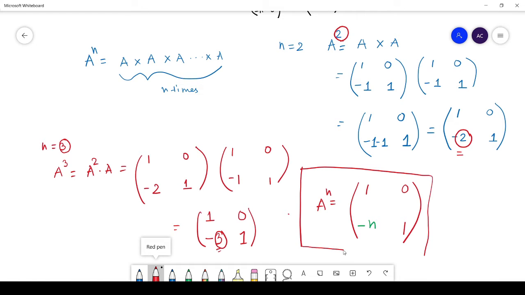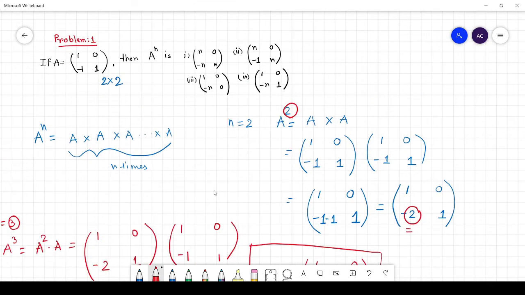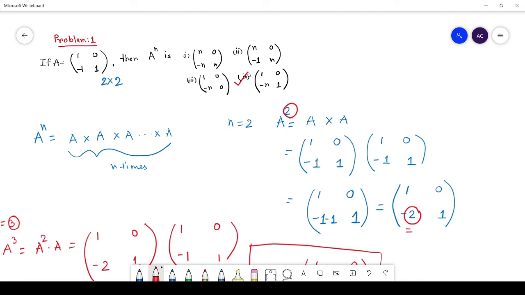Very simple. We need to calculate A square, we need to calculate A cube, and from there we need to find out what pattern is going on. What is the answer then? [1 0; -n 1]. So obviously option 4 is correct.